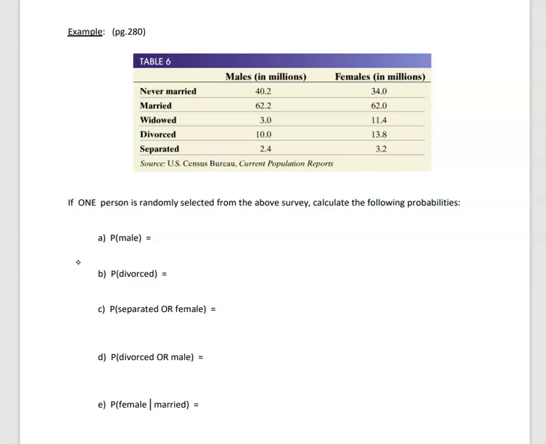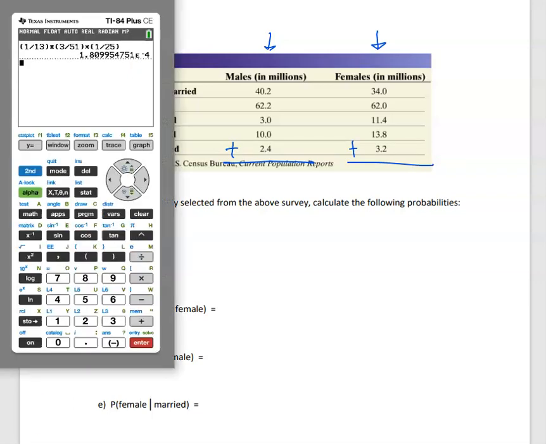Here, the probability to randomly pick a male out of this survey. This is a survey of people. What is their marital status? We sampled some males, we sampled some females. If we wanted to find out how many people were in this survey in total, we would need to add up all the males, and then we need to add up all the females, get some total over here. And actually, we're going to need those totals to do these probabilities.